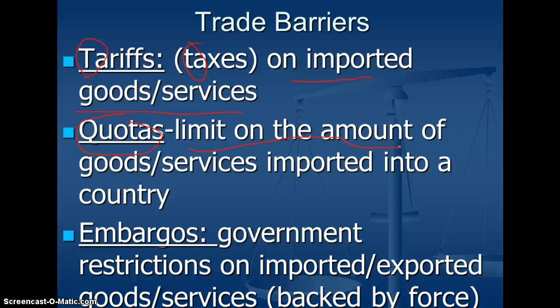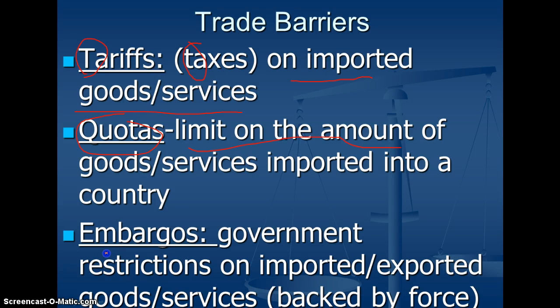Trade barriers are basically designed to increase the price of a product and limit trade so that there's a benefit for those that are producing within the borders of a country. And so again, trade barriers basically are put in place to protect the country's own businesses. So those American businesses are protected from foreign companies that are trying to compete with them.